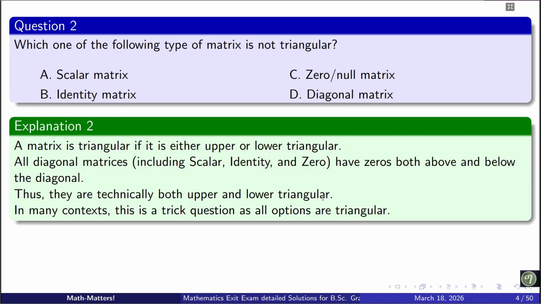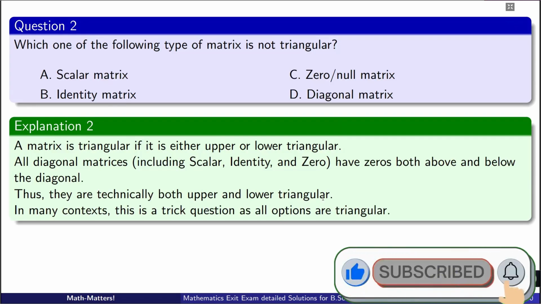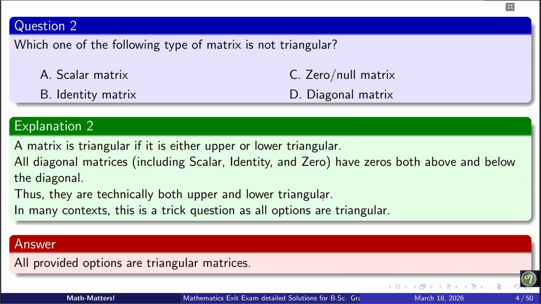Therefore, the answer for this one could be all the provided options. That means it is a bonus. The scalar matrix by itself is a triangular matrix. The identity matrix is also triangular. The zero or null matrix is also diagonal, or triangular. The diagonal matrix itself is a triangular matrix. Therefore, there is no matrix which is not a triangular matrix. Therefore, all the options are triangular matrices.